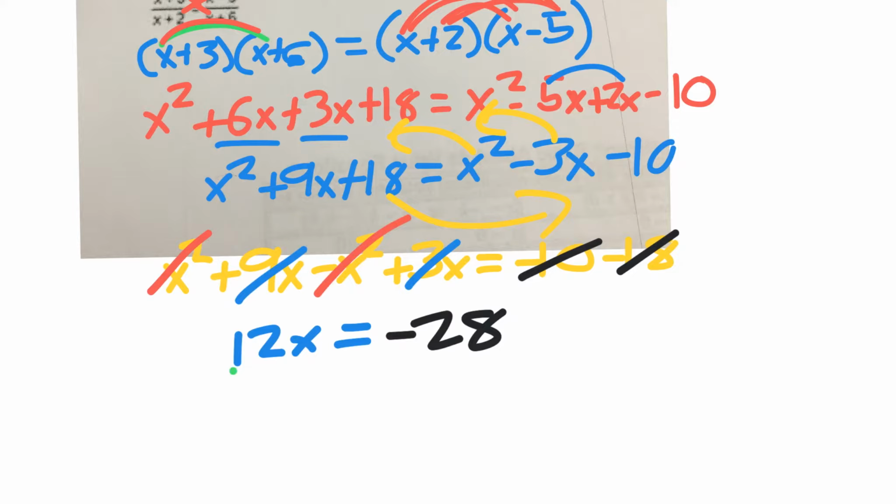Now, x is being multiplied by 12, so I'm going to divide by 12. That tells me x is equal to negative 2.3 repeating, or negative 7/3.